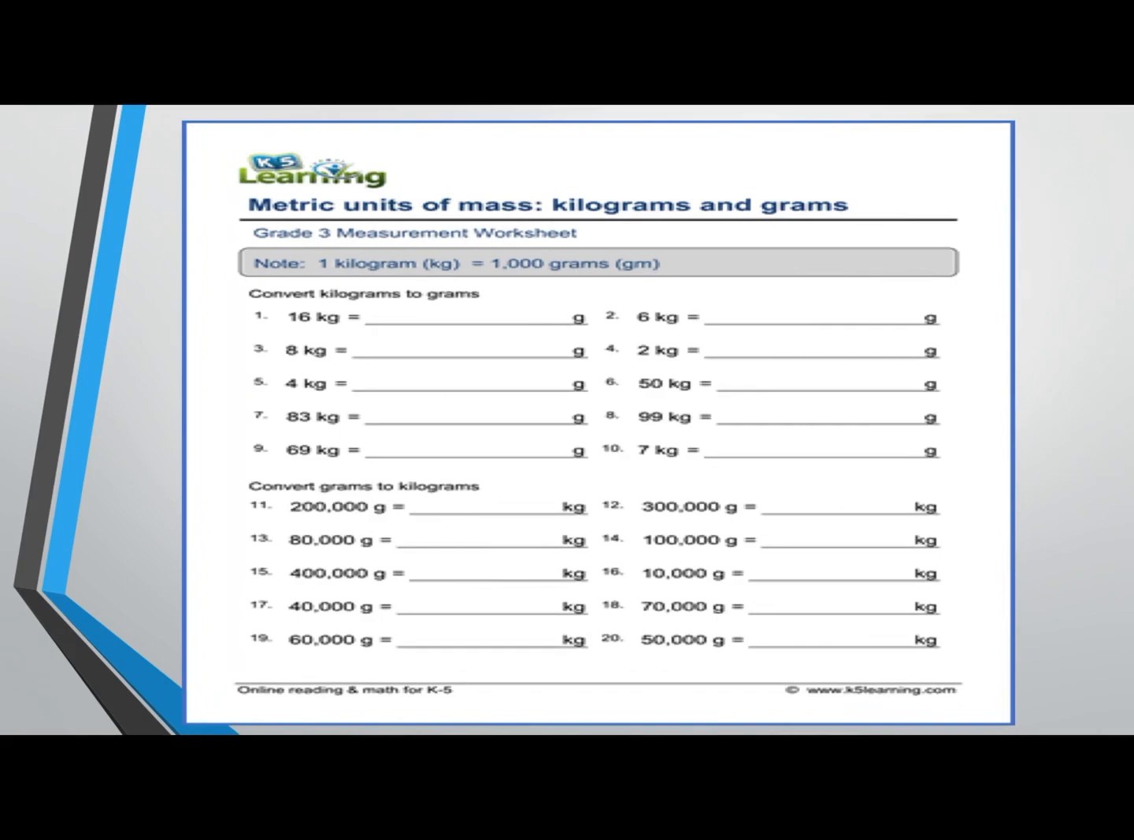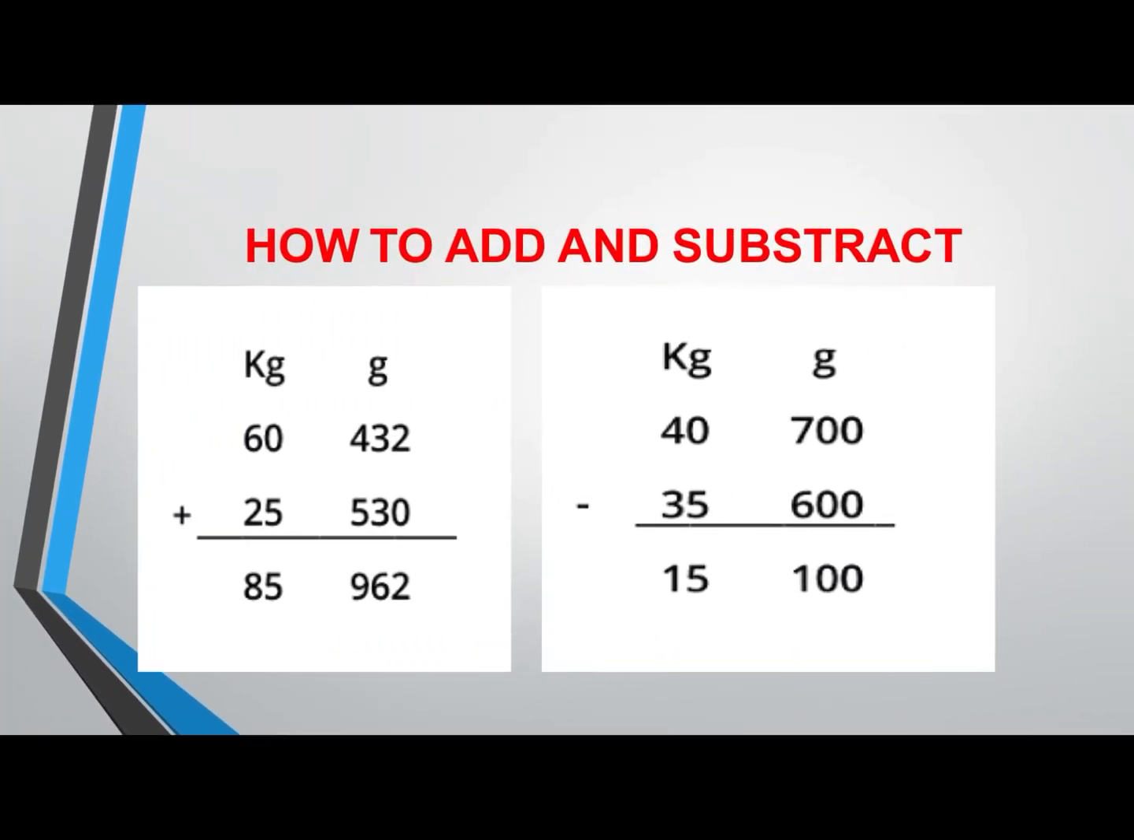So do all the 10 sums. And the second one I have given is convert grams to kilogram. That means from gram to kilogram you have to divide. 200,000 gram, that means it will be divided by 1000. So it is equal to 200 kg. Clear? So do this, children, and show me your copy.